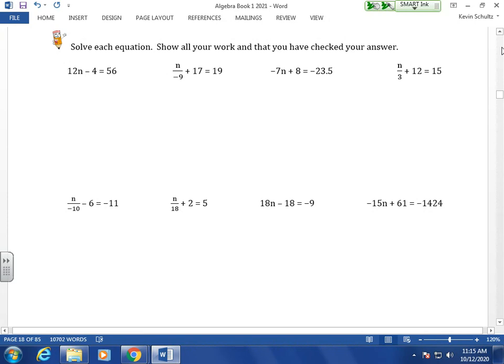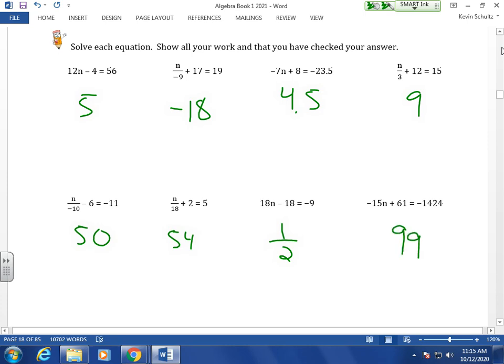Okay, this first one, add 4 to both sides, divide by 12. N ends up being 5. Second one, you should get negative 18. Third one, 4.5, which if you wrote 4.5 or even 9 halves, any of those are okay. The next one is 9. Second row, 50. Then 54, then 1/2 or 0.5, and then 99.